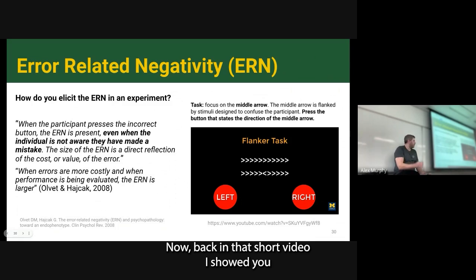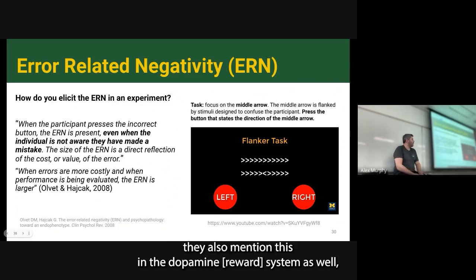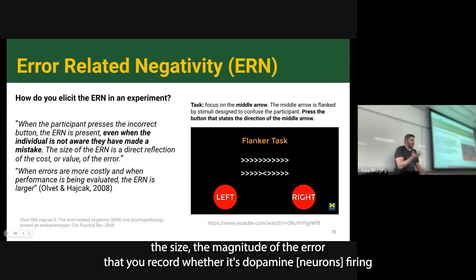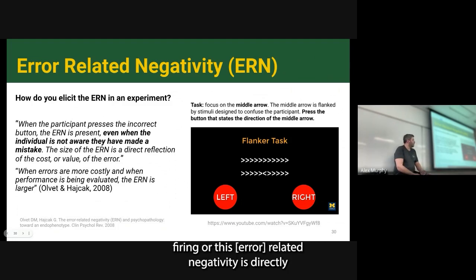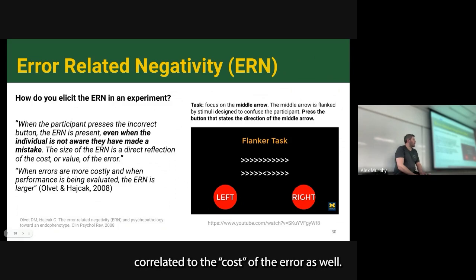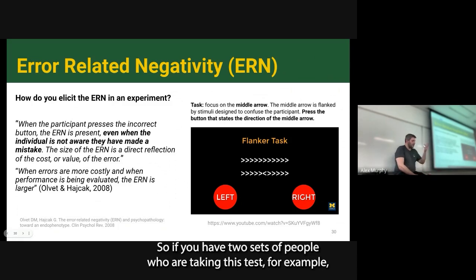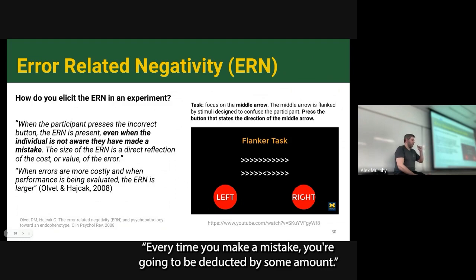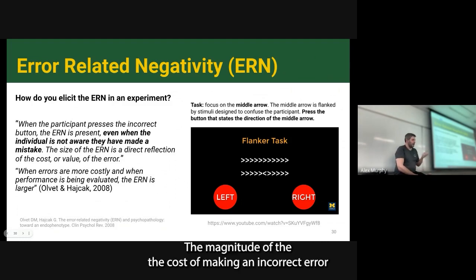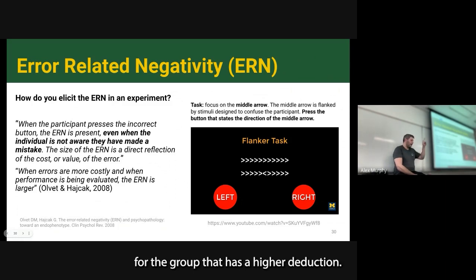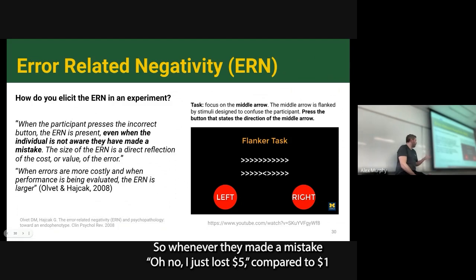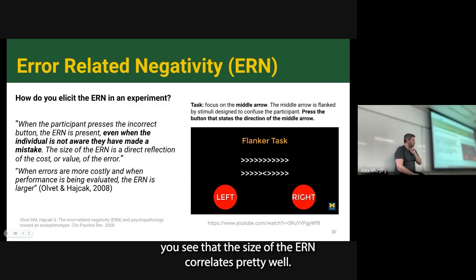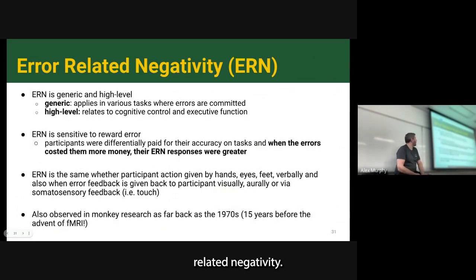Now, back in that short video I showed you, they also mentioned this in the dopamine system as well. It's not just capturing an error, the magnitude of the error that you record, whether it's dopamine firing or this event-related negativity, is directly correlated to the cost of the error as well. So if you have two sets of people taking this test, usually you would start off and say, okay, here's $100. Every time you make a mistake, you're going to be deducted something. So for the group that has a higher deduction, whenever they made a mistake, oh no, I've just lost $5 compared to like $1, you see that the size of the ERN correlates pretty well. Whatever the subject experiences, if the cost of making that error is higher, it is connected to the size of what we see in this event-related activity.